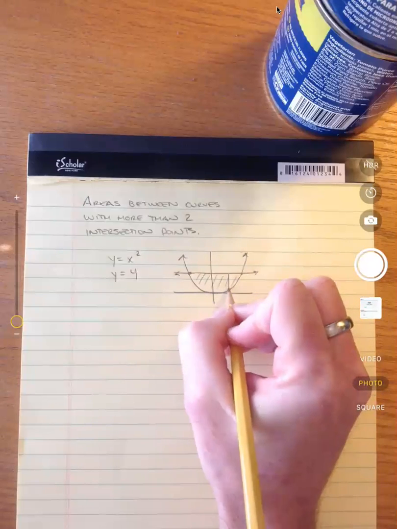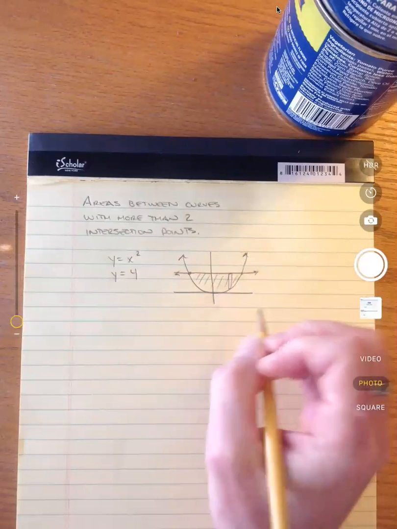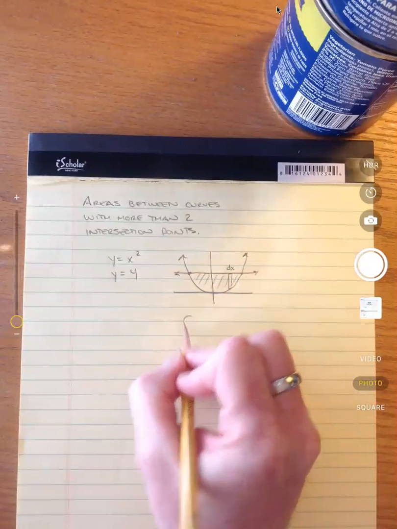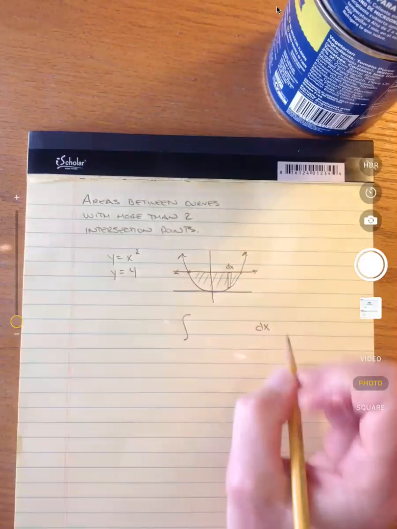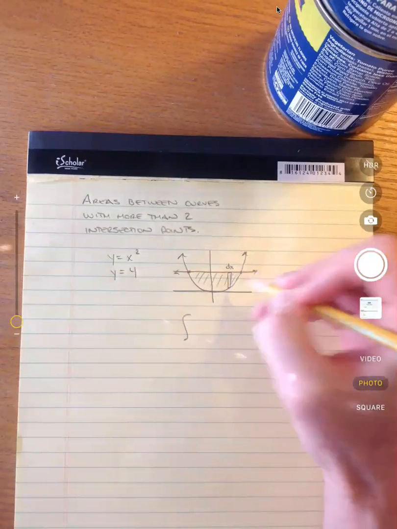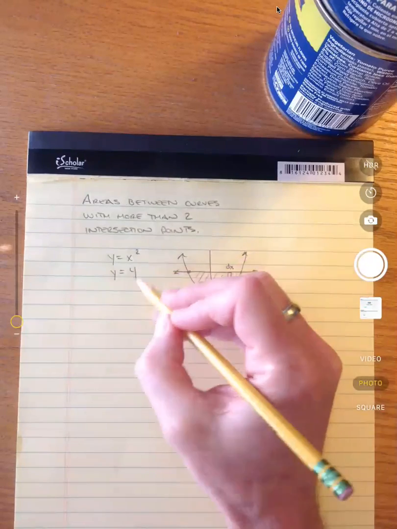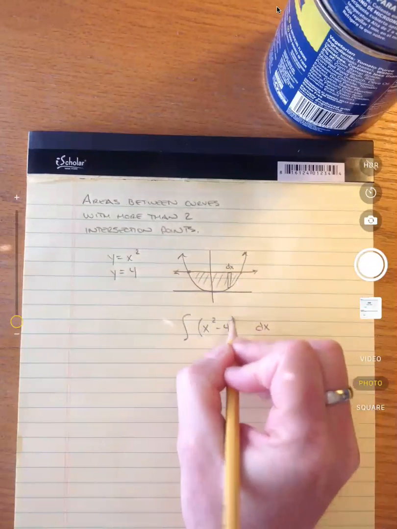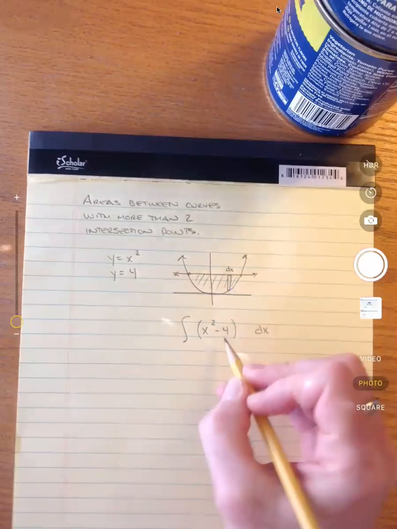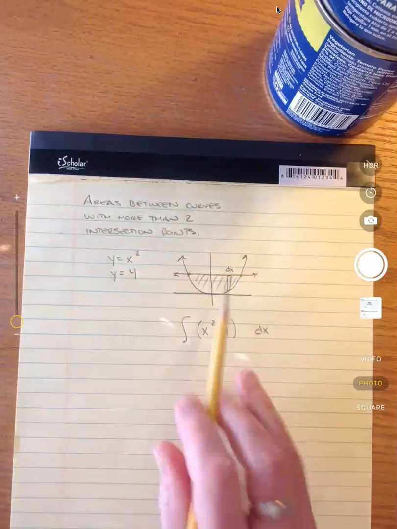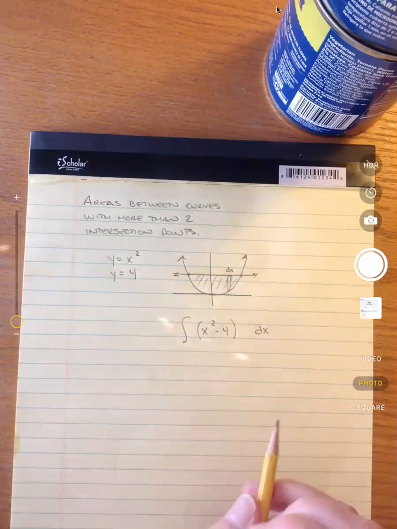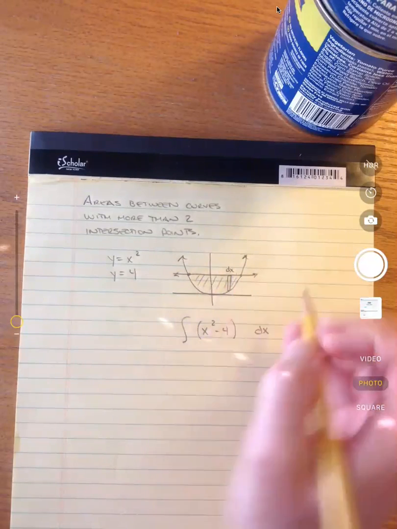I'm going to choose to do this vertically, so I have a width of dx. My integral has a width of dx, and the height of that rectangle is going to be the difference between those two functions: x squared minus 4, and dx. So the height times the width, and I want to sum all of those little rectangles, the infinite number of rectangles, from those two intersection points.